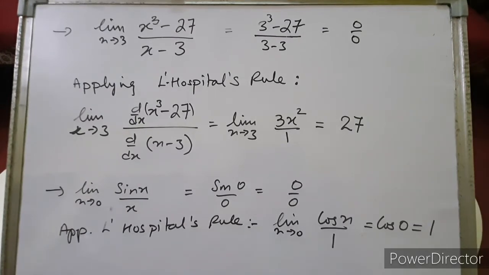Let's take another result. We know that limit x tends to 0, sin x upon x is 1. Let's prove it using L'Hospital rule. Limit x tends to 0, sin x upon x. So when we put x equals 0, it will become sin 0 upon 0. Right? Sin 0 is 0 and the denominator is 0, so it will be 0 upon 0 form.